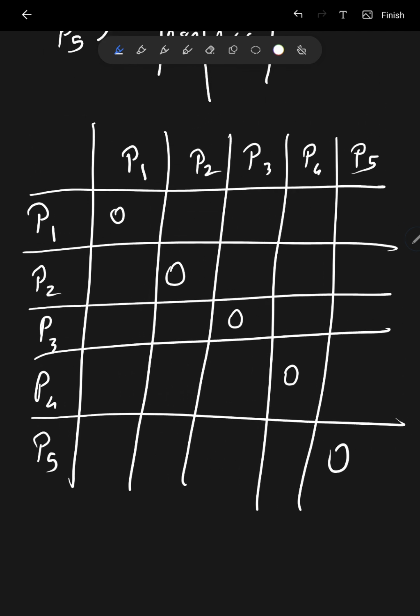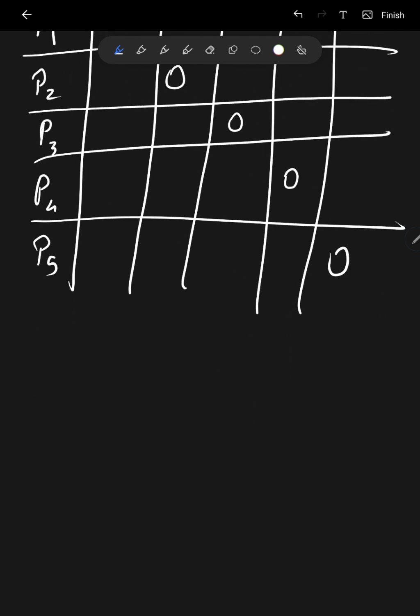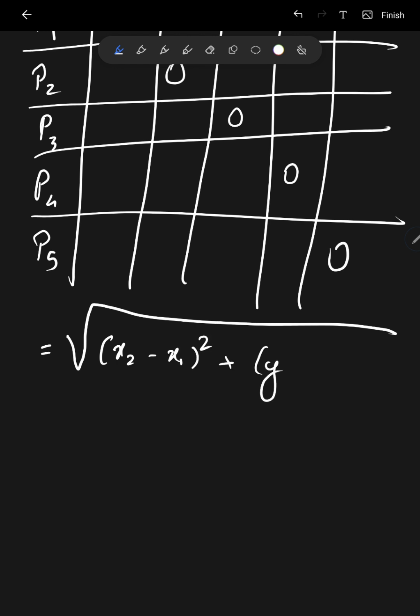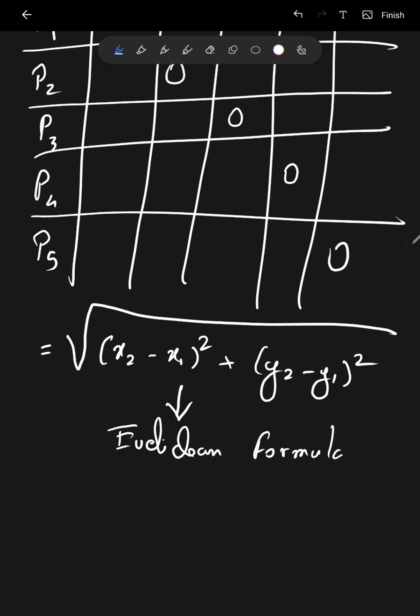Now you have to calculate the distance between p1 and p2. We know a formula, the Euclidean formula. So what is the formula? The formula is the square root of (x2 minus x1) whole square plus (y2 minus y1) whole square. This is the Euclidean distance formula.